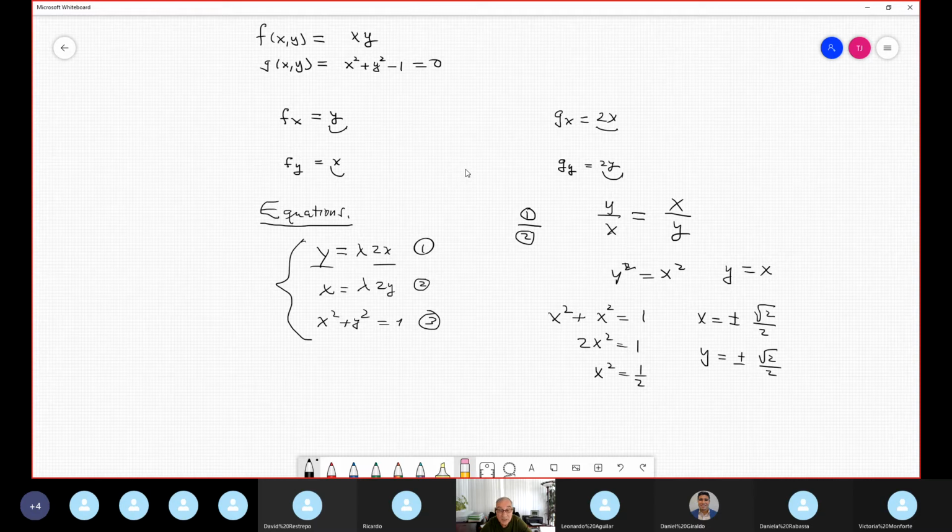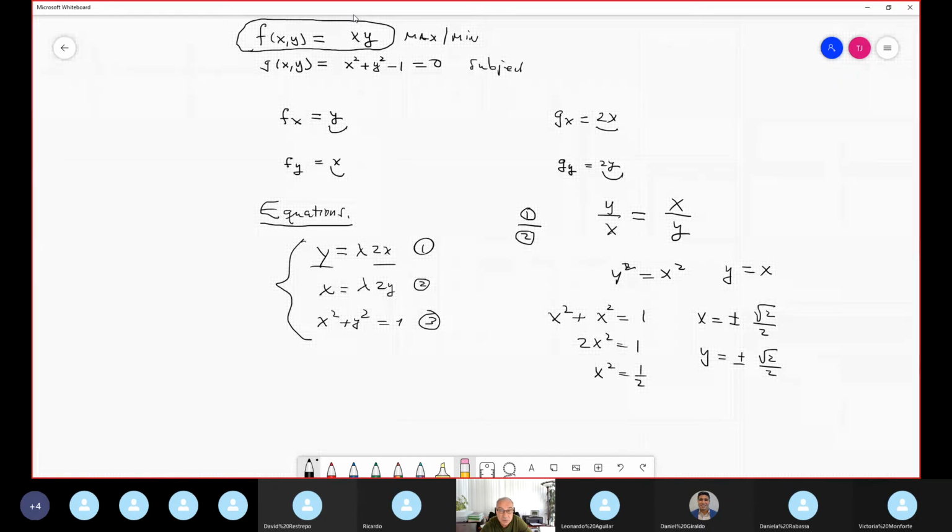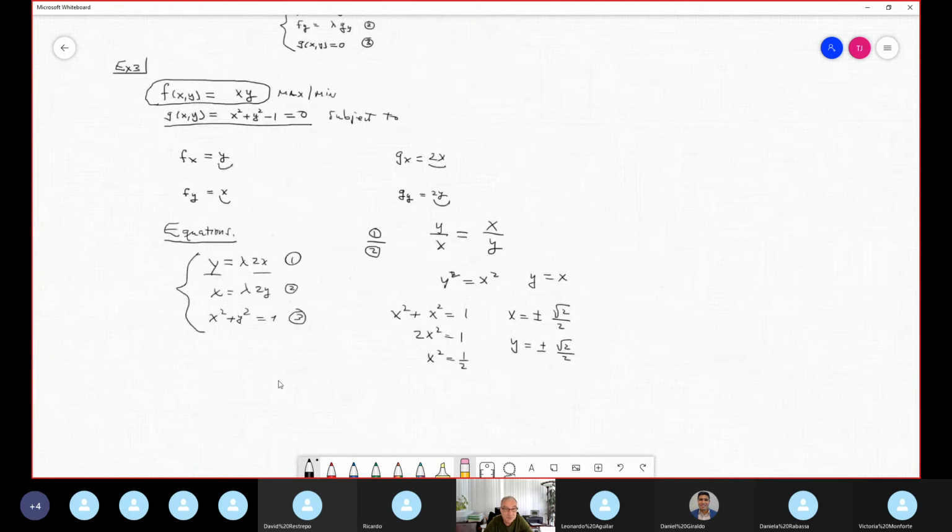Then, I suppose that this problem contains a maximum or minimum at those points. But which is the maximum, which is the minimum? Actually, we found 4 points. But it's easy to find the maximum and minimum because you plug them into the original function that you want to optimize. Remember, my goal was to find the maximum or minimum of this function, subject to the constraints. Okay, so now substitution.